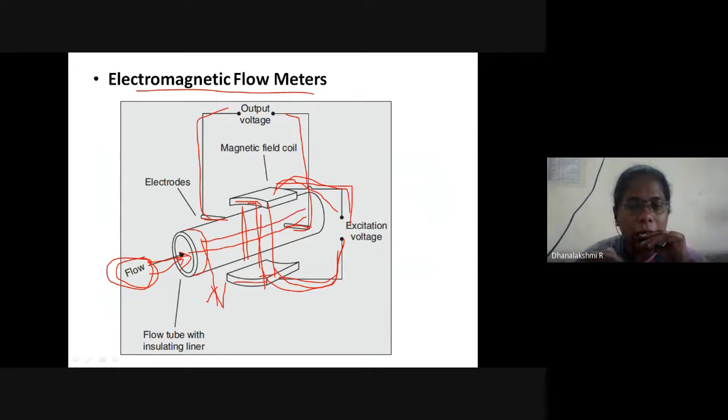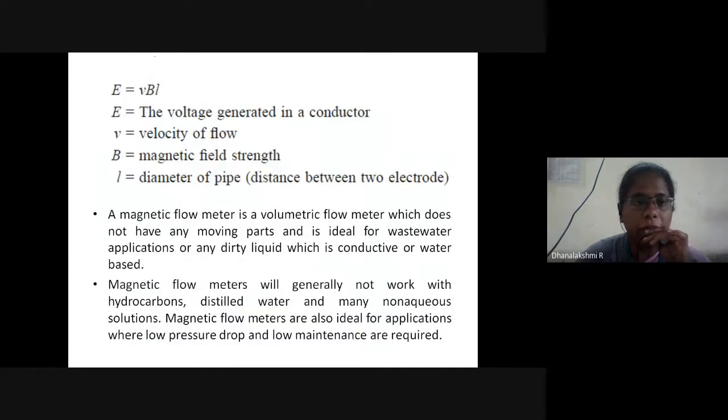Since the conductor is dynamic, whenever a conductor moves in a magnetic field, we get an EMF induced. That EMF we take outside through these electrodes, and that is our output voltage. This is how we can convert the flow of liquid into electrical voltage, the output voltage.